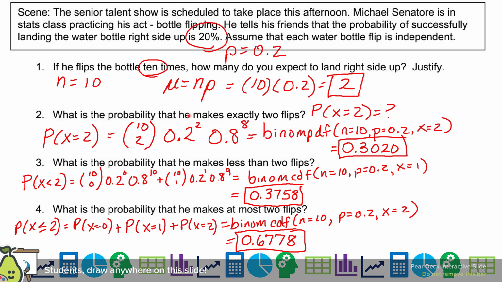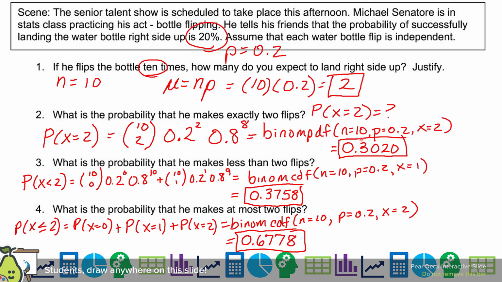So that's pretty straightforward. What is the probability he makes exactly 2 flips? Well, that one's a little bit more complicated because you've got to figure out, okay, he's going to get 2 successful. He's going to miss 8. But how many ways can he get 2 successful? So you have this 10 choose 2. You should go ahead and write it that way. And let's see, 10 times 9 is 90, 45. This is actually 45 right here. But anyways, you could calculate it by hand. You could use the calculator. Remember, this is PDF because it's a binomial probability distribution function when we're talking about exactly.